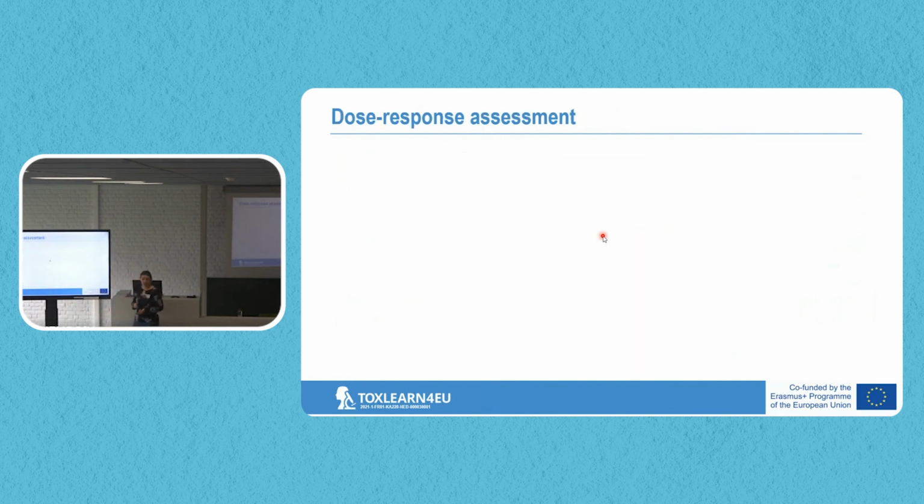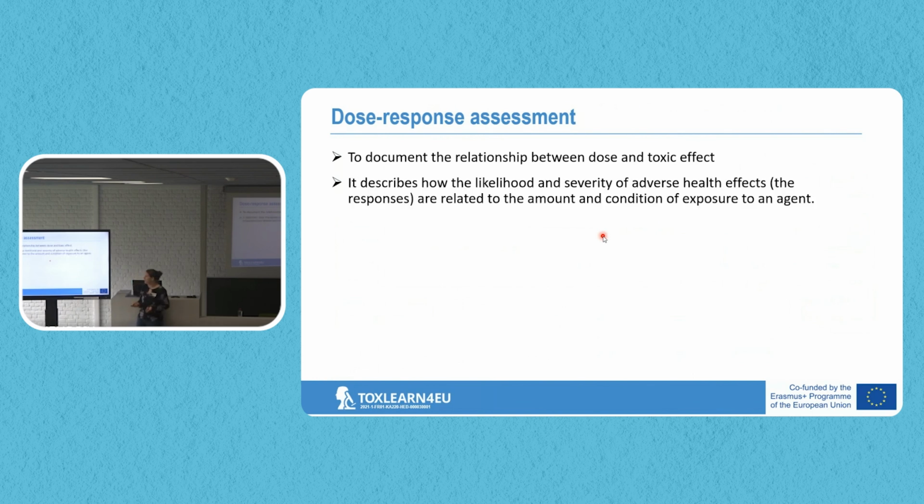Then, how do we do dose response assessments? Of course, you look at the relationship between the dose and the toxic effect. Maybe from an in vitro experiment, you have different concentrations and a nice concentration curve, and you see what the effect is. It's as simple as that. It also describes the likelihood of the adverse effect. In the beginning, maybe at low doses you don't see anything, and then all of a sudden you get an effect which is observed.